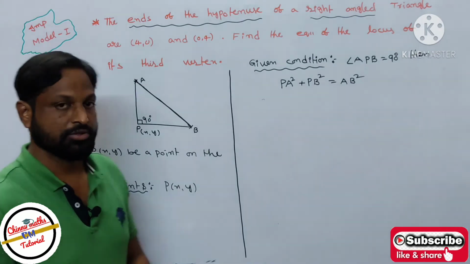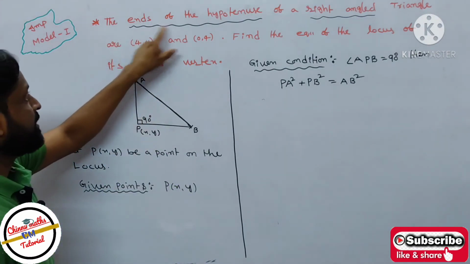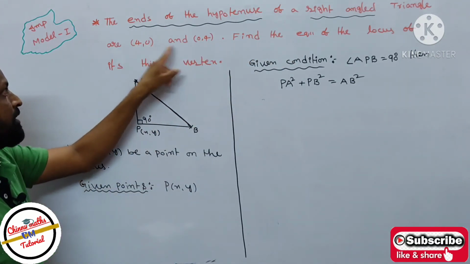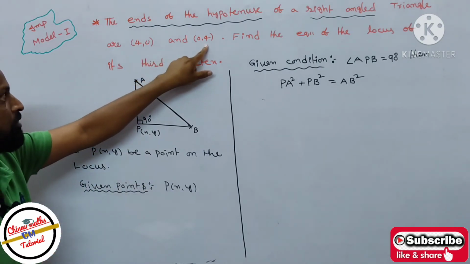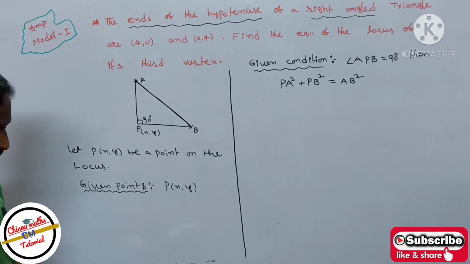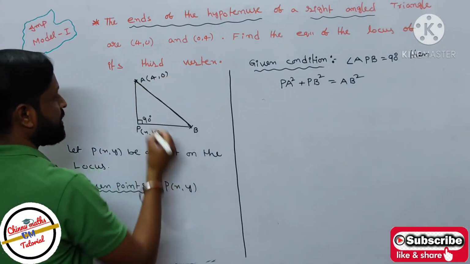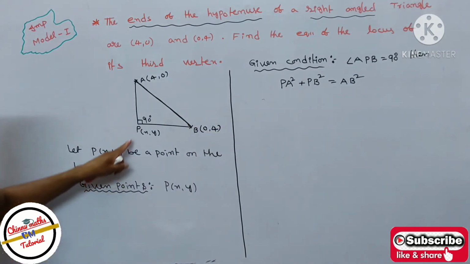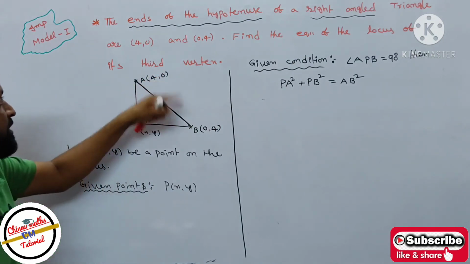Next, the last question for this model. Same question. The ends of the hypotenuse of a right angle triangle are (4, 0) and (0, 4). So that means (4, 0) and (0, 4) are the end points of the hypotenuse. So the point A is taken as (4, 0) and point B is taken as (0, 4). Then P equals (x, y), and P makes an angle of 90 degrees. Find the equation of the locus of the third vertex.